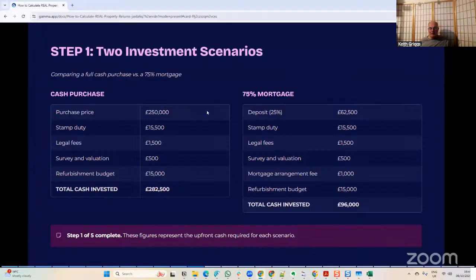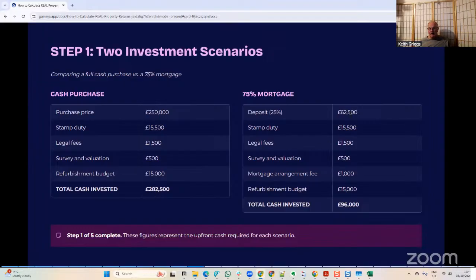So in both scenarios, the value of the property is the same, 250,000. The stamp duty is the same, legal fees, survey and valuation, refurbishment. So the total of all those is 282,500. Okay, so let's say person A just bought the property for that.